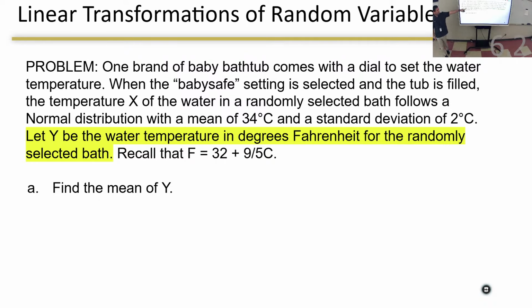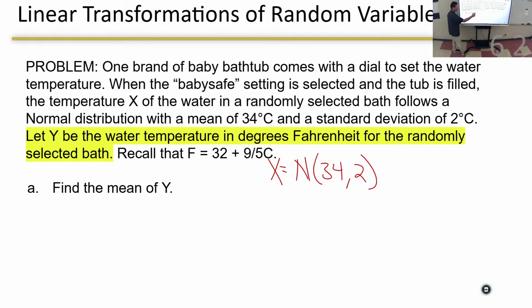One brand of baby bathtubs comes with a dial to set the water temperature. When the baby safe setting is set, the temperature X of the water randomly follows a normal distribution with a mean of 34. So X has a normal distribution with a mean of 34 and a standard deviation of 2. You can write it like that also, as opposed to drawing pictures. If you write a big N, parentheses, something, comma, something, that's always normal, mean, standard deviation.